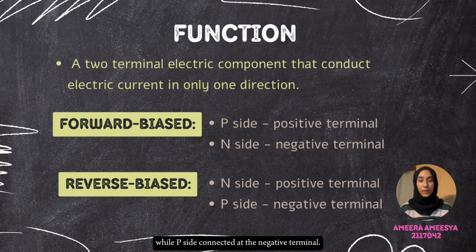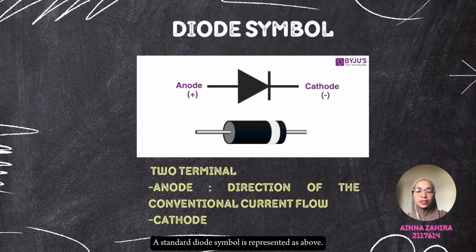at the negative terminal. The standard diode symbol is represented as above. In the above diagram, we can see that there are two terminals that are known as anode and cathode. The arrowhead is the anode that represents the direction of the conventional current flow in the forward bias condition. The other end is the cathode.